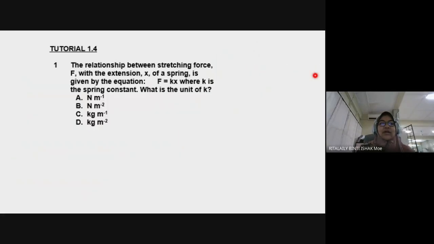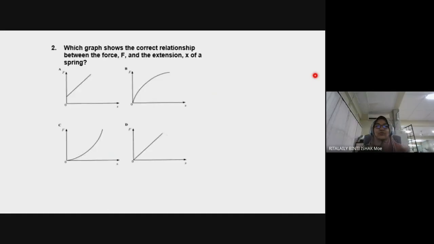Okay, so now let's look at the objective questions. Question number 1. What is the answer? A. Everybody's answer is A. So let's look at the answer. It is A. Okay, very good. Now question number 2. What is the answer for question number 2? D. Everybody answered D. So it is correct. Question number 2, the answer is D.